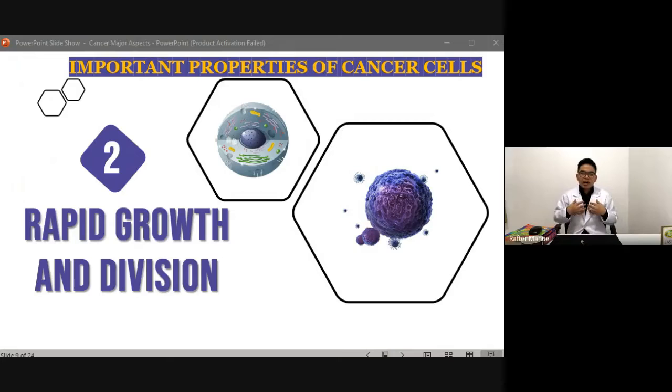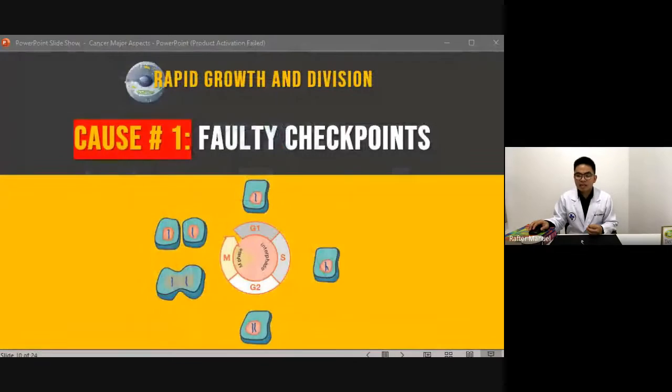You see, inside our body, some systems control the growth and division of the cell. Now, what is the cause? The number one cause is faulty checkpoints. Now, if you see here on your screen, this is actually a checkpoint: G1 checkpoint, S checkpoint, G2 checkpoint, M checkpoint.